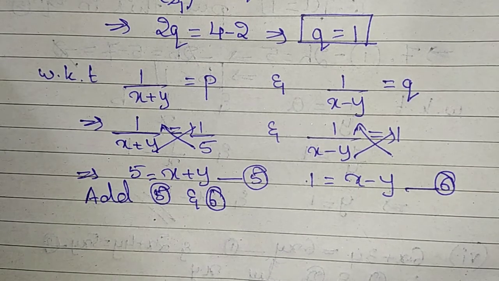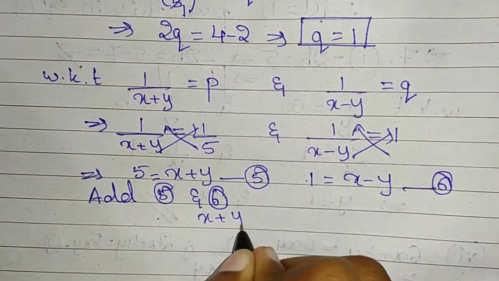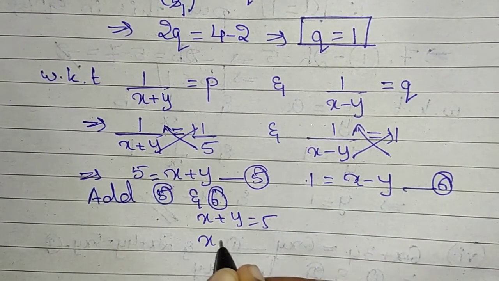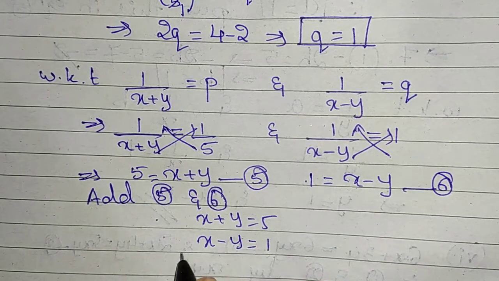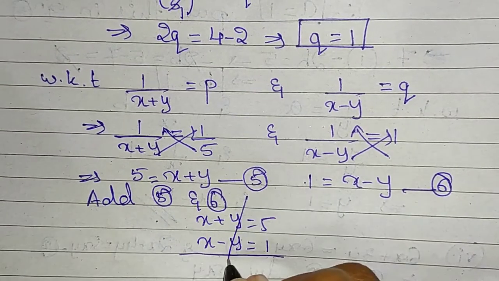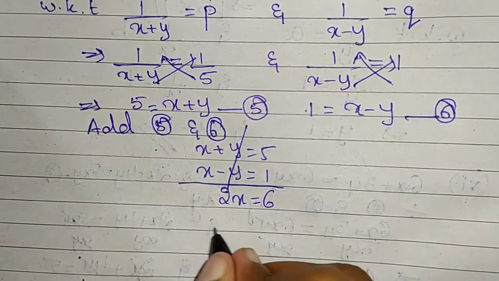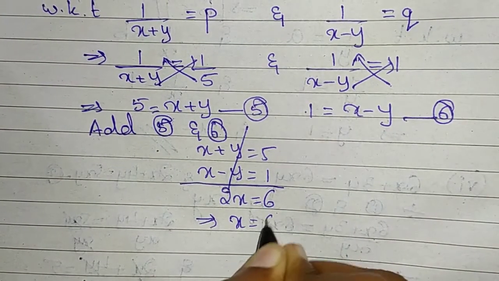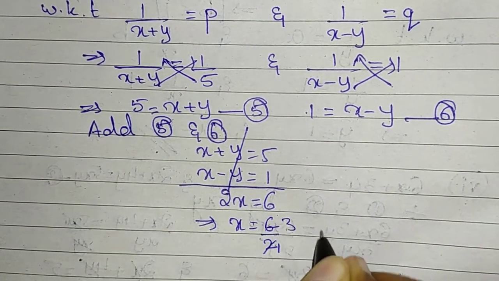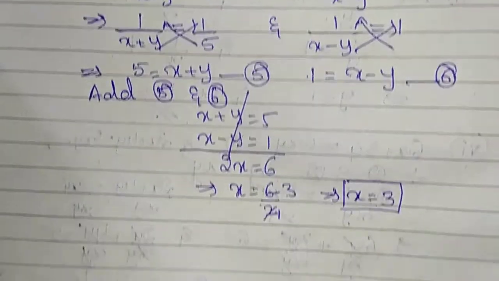So let's just add them. Their coefficients are the same, so let us just add them. We get x plus y is equal to 5, adding with x minus y is equal to 1. Since we are adding, the signs will not change, so y minus y cancels out. 2x is equal to 6. So this implies x is equal to 6 by 2. 2 ones are 2, 2 threes are 6. This implies x is equal to 3. This is our first required result.